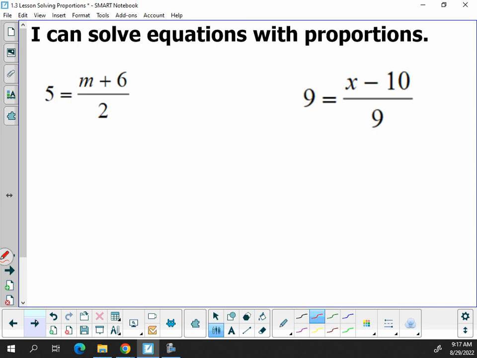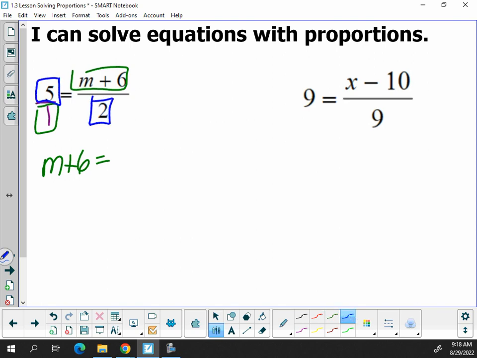So let me just show you one more case, and in this case it doesn't look like we have two fractions. So what I'm going to do is make them into fractions. We can make any number a fraction simply by dividing it by 1. So if I want to make 5 a fraction so that I can use the same steps that I just did on the last page for the last 3 problems, I'm just going to divide 5 by 1. And so now I have 1 times m plus 6. Well, anything times 1 is just going to stay the same, so that's going to be m plus 6. And then I have 2 times 5, which is 10.